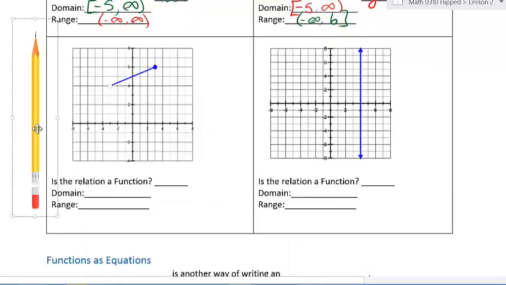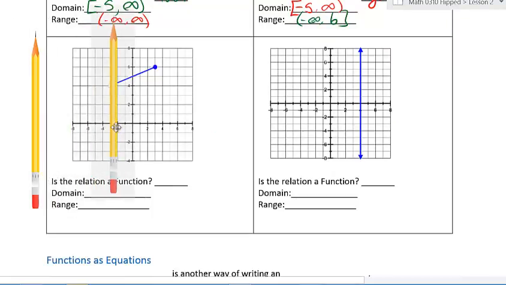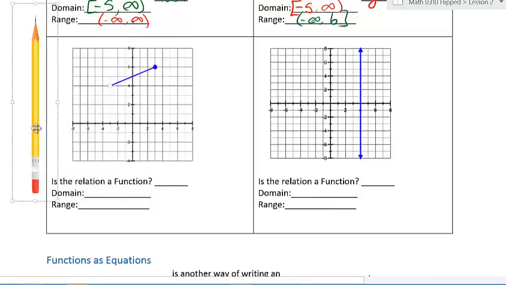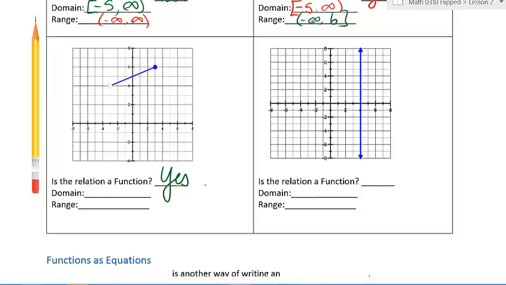On the next two, we have the same questions. Is the relation a function, yes or no? When I drag my pencil through it, I only hit one blue point at every one time, so the vertical line test tells me that this is, yes, a function. The domain says how far left can I go, comma, how far right can I go.